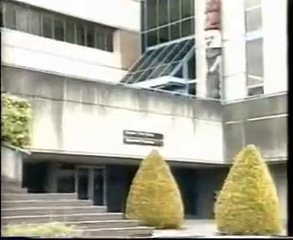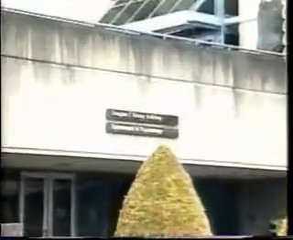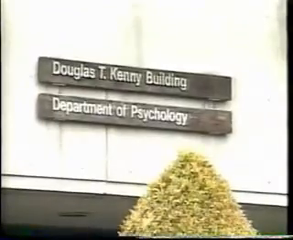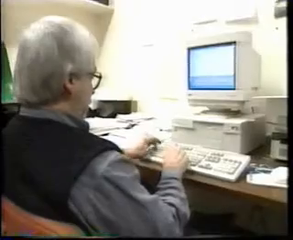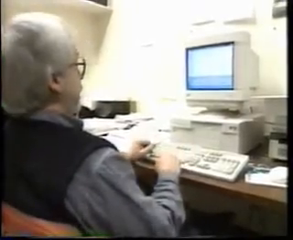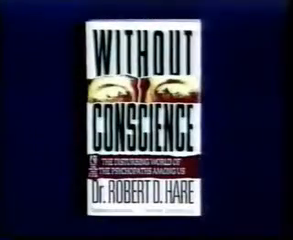A leading researcher in the study of psychopathy is Dr. Robert Hare, a psychologist at the University of British Columbia. Dr. Hare has spent much of his career in a search to identify and understand the behavioral characteristics and personality traits of the psychopath. His recent book, Without Conscience, summarizes this research.